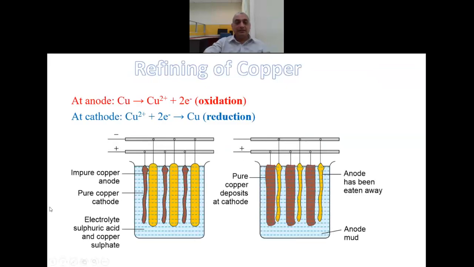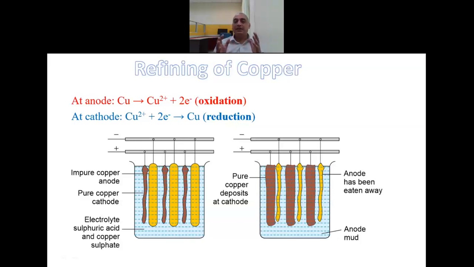Refining of copper. Here you can see we have put the impure copper, and here is the pure copper. The electrolyte we used here is sulfuric acid and copper sulfate. So what happens at the anode? Anode starts with a vowel. For better understanding of what reaction will happen, A is a vowel, so here always oxidation will take place. Oxidation, what do you mean by oxidation?